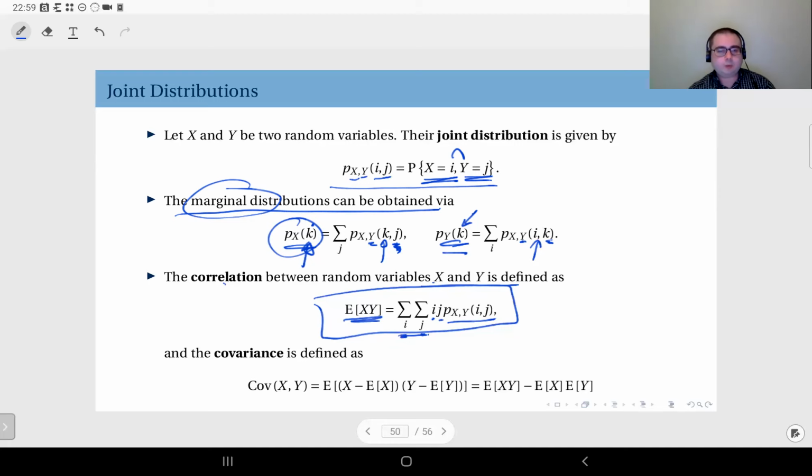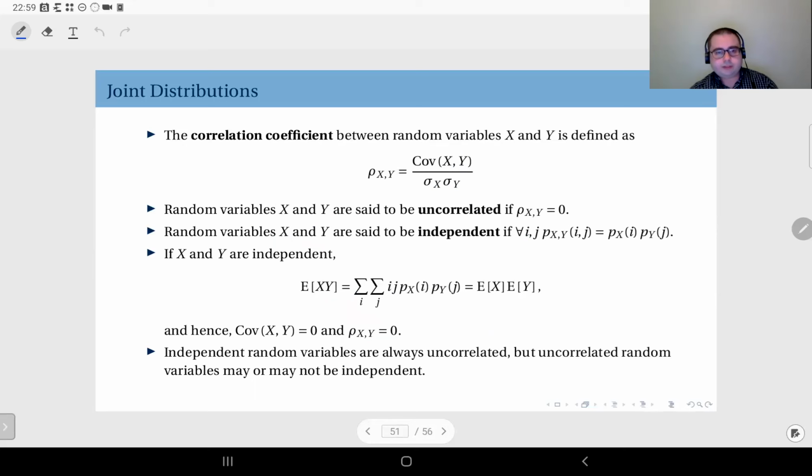And similarly, we define the covariance in this way. The covariance of X and Y is defined as the expected value of X minus its mean multiplied by Y minus its mean. And if you expand this expression, you get correlation minus the product of the means. And this is the covariance between X and Y. And based on covariance, we define the correlation coefficient between random variables X and Y as the ratio of the covariance to the product of the standard deviations of X and Y.